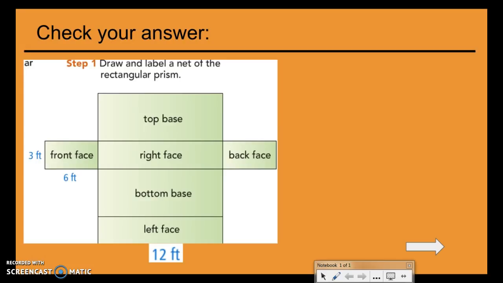Now, if you look at each of your bases and faces, you'll see that you have 3 different size rectangles here. Okay, so your front and back face are about the same size. Your top and bottom faces are about the same size. And then your right face and left face are the same size.